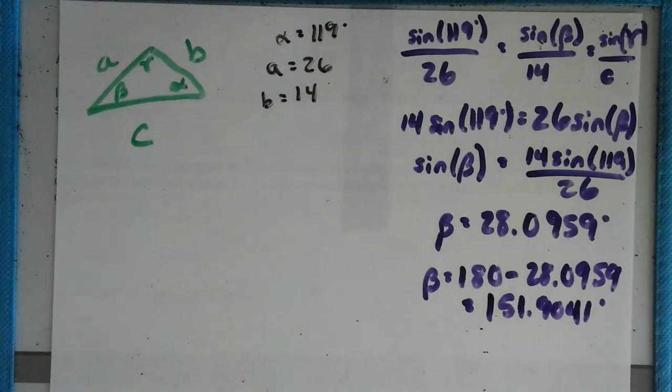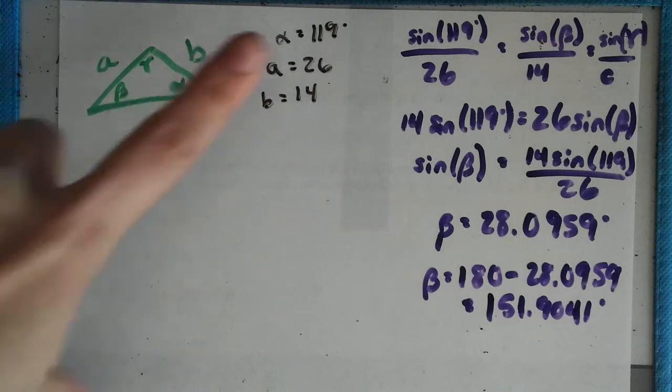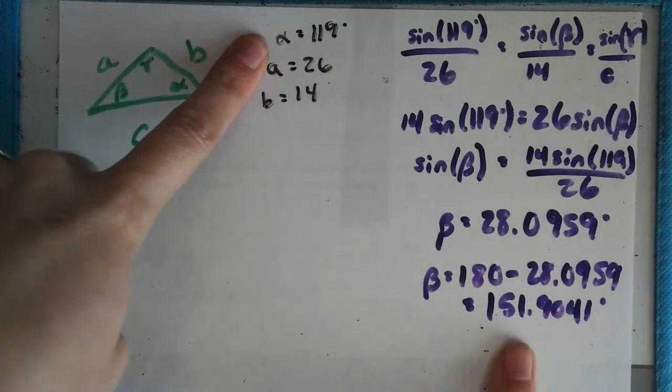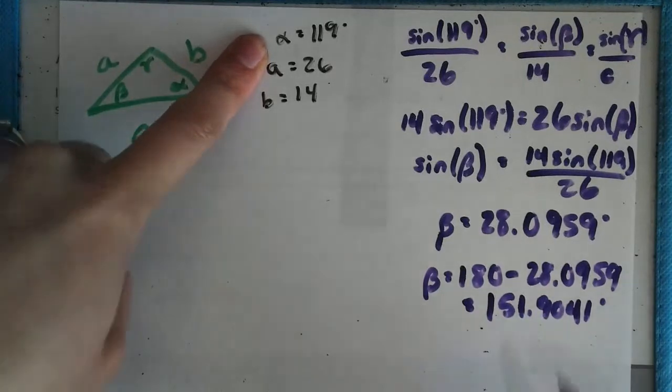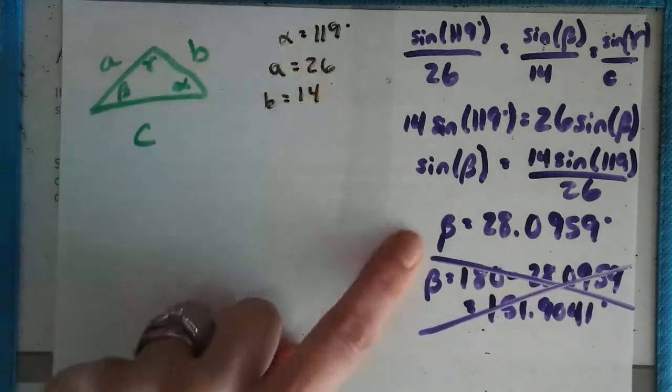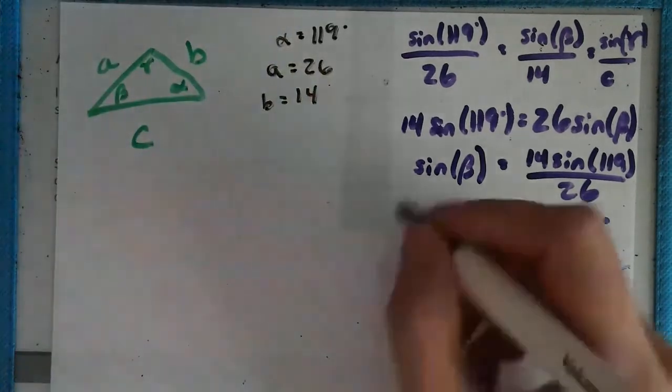Hopefully you're seeing a problem with this though. The three angles of a triangle have to add up to 180 degrees. If alpha is already 119 degrees, beta can't be 151 because that pushes us over 180 degrees. So this isn't actually possible, but this one still is.